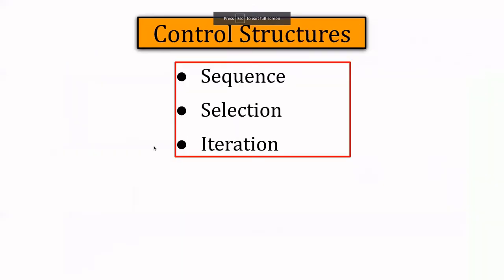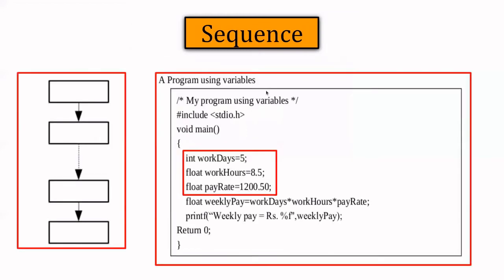Control structures. In C programming and all other programming languages, there are three main control structures. Control structures mean it controls the flow of the program. The three control structures are sequence, selection, and iteration.